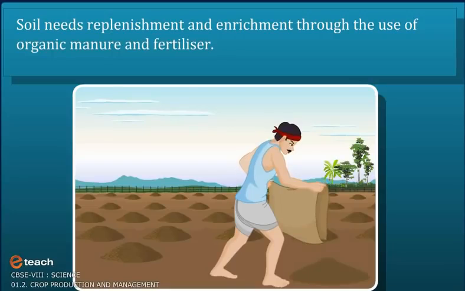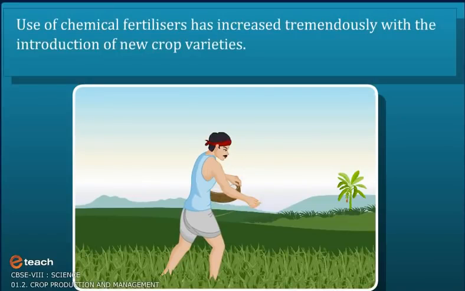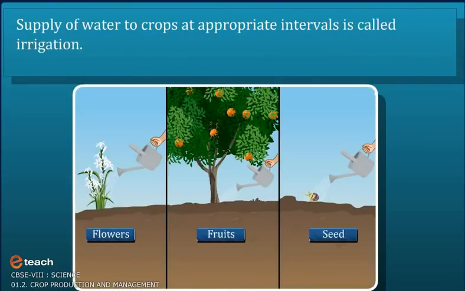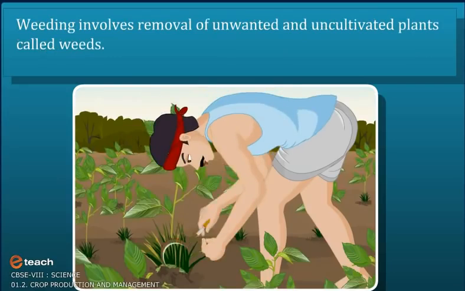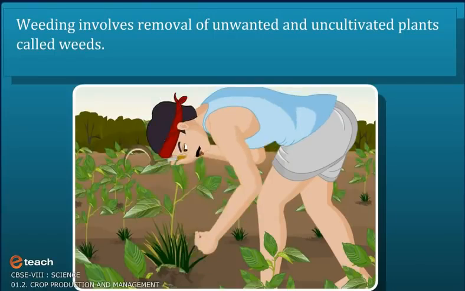Soil needs replenishment and enrichment through the use of organic manure and fertilizers. Use of chemical fertilizers has increased tremendously with the introduction of new crop varieties. Supply of water to crops at appropriate intervals is called irrigation. Weeding involves removal of unwanted and uncultivated plants called weeds.